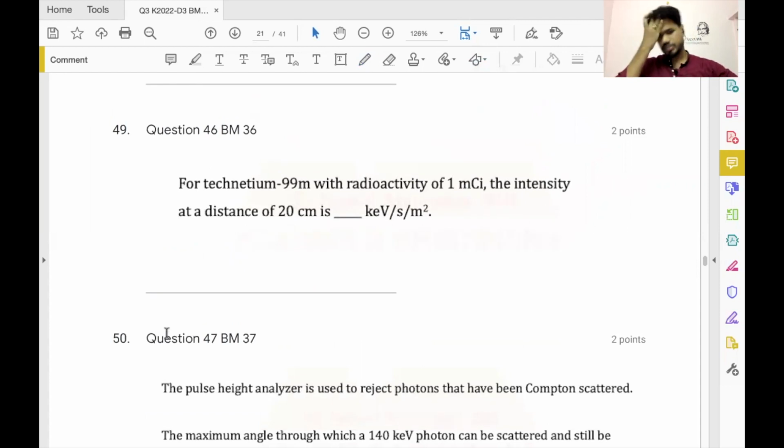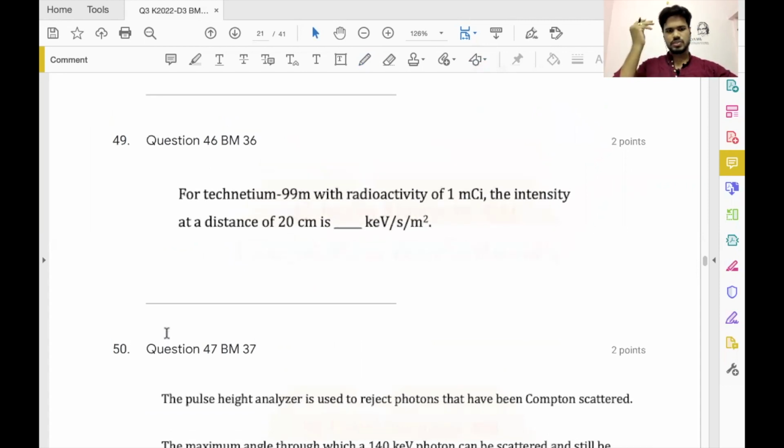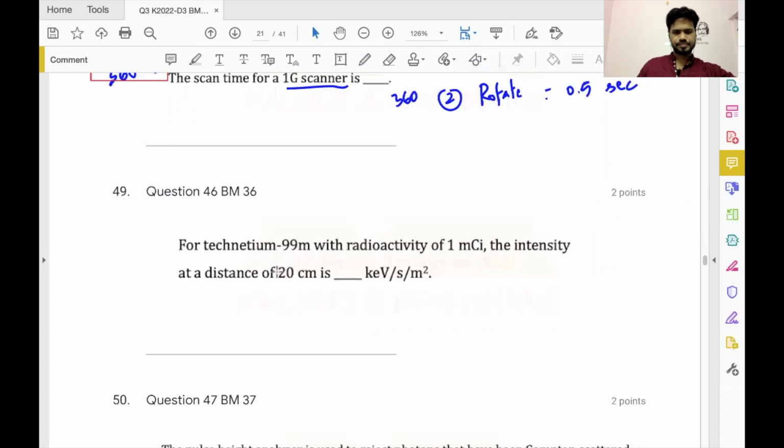For technetium with radioactivity 1 millicurie, find the intensity at a distance of 20 centimeter in kilo electron volt. So I suppose we need the energy for technetium radioactive decay, right? Anyone know that value? Because this is in decays per second, we should have the energy. So 140. Okay, this corresponds to 140 kilo electron volts.